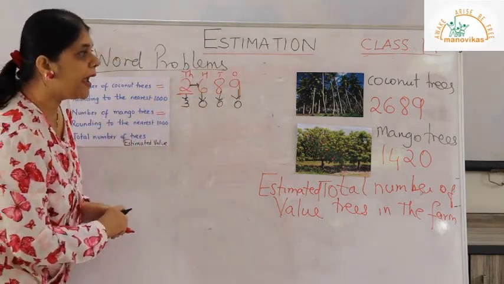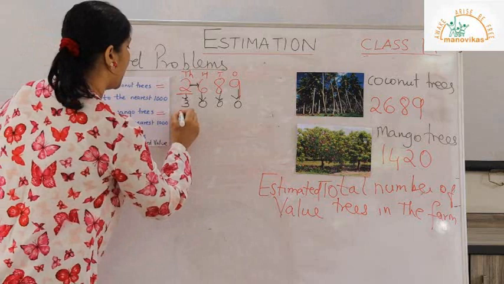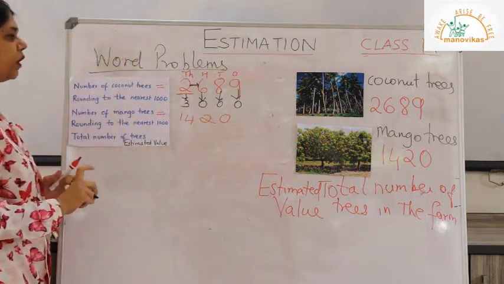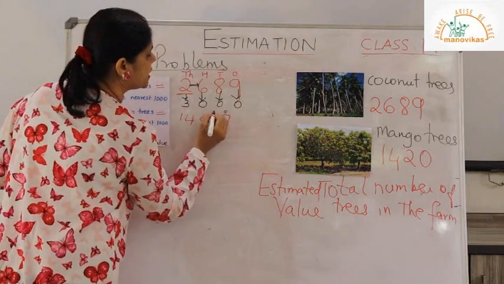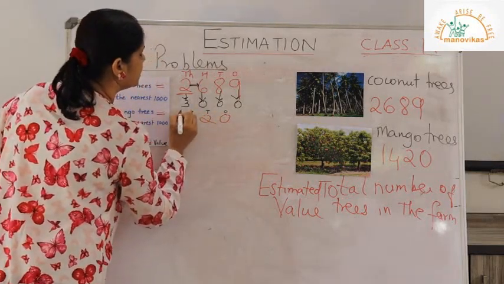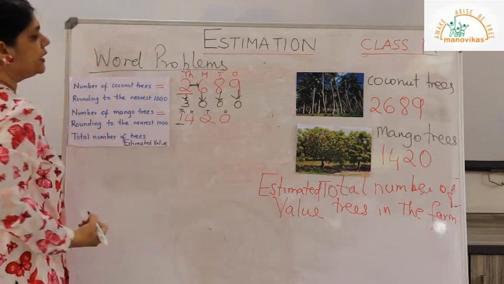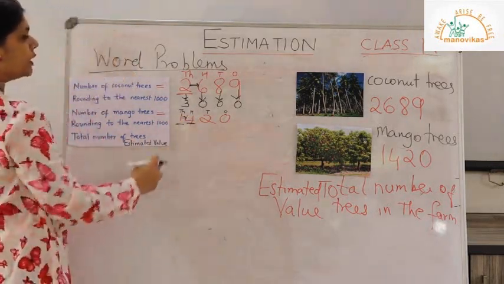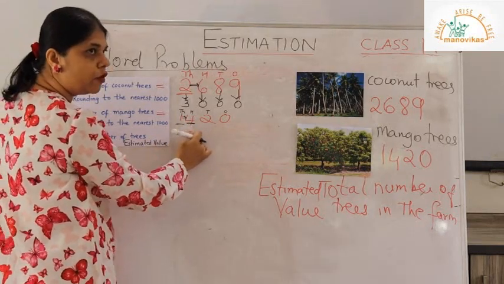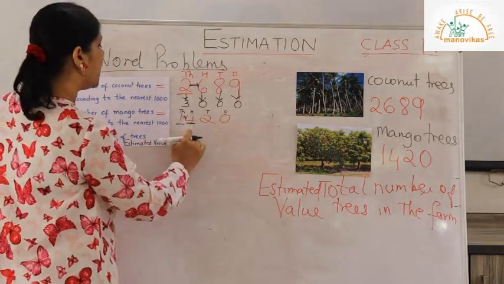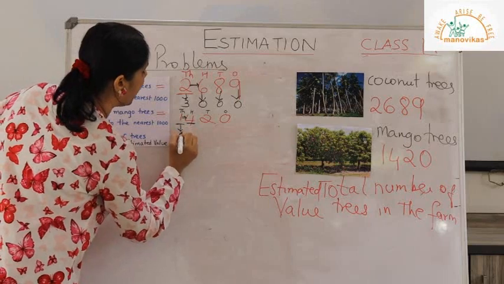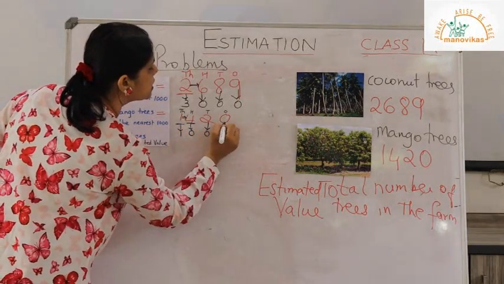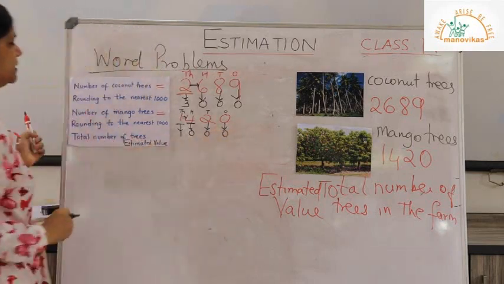Now, how many mango trees are there, children? 1,420. Now, let us round this again to the nearest thousand. Underline the digit 1 and look at the digit 4. Since 4 is less than 5 or belongs to group 1, what will happen here? This will remain 1, and the other three digits will become 0.